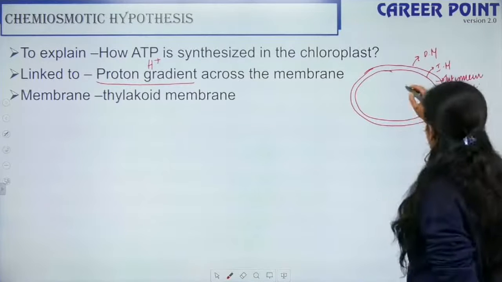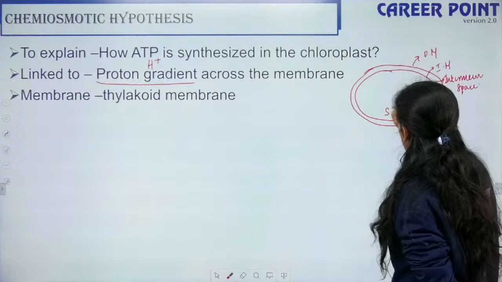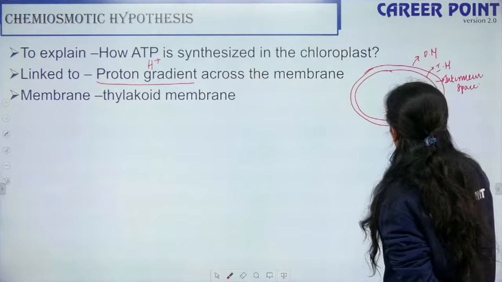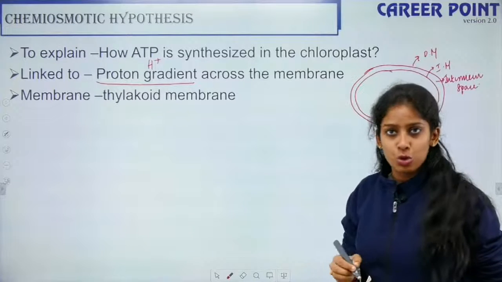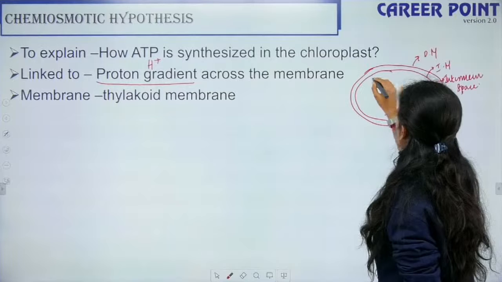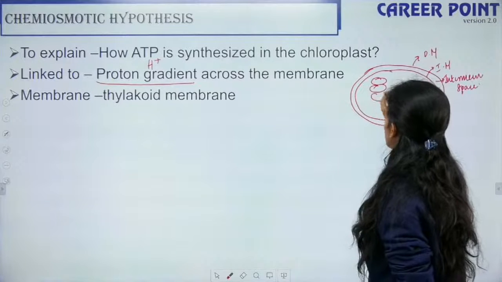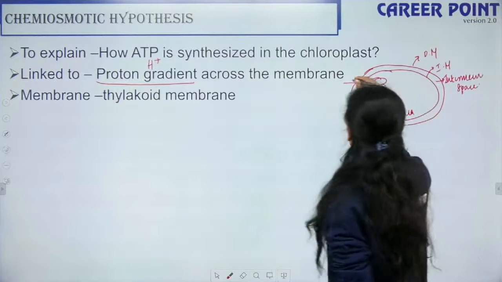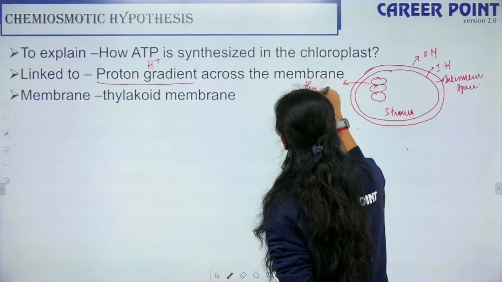Right? So this space inside the chloroplast is called the stroma. That is, the cytoplasm of the chloroplast is called the stroma. Inside the stroma, you have dish-shaped structures like this. Each of the dish-shaped structures is called a thylakoid.